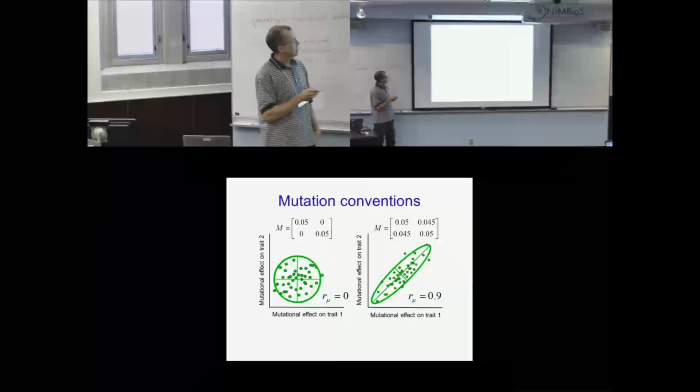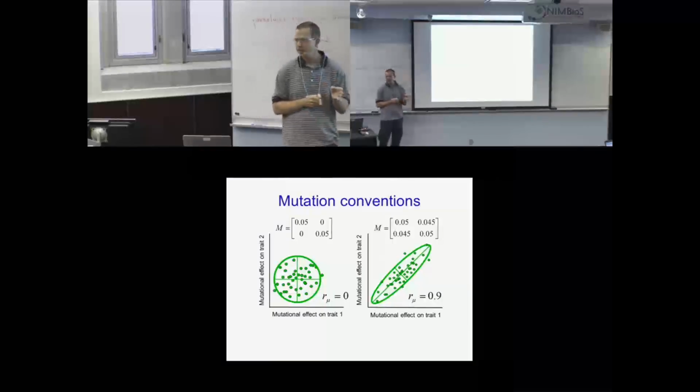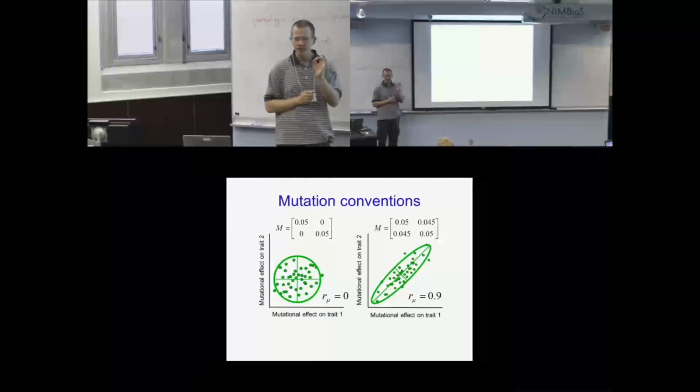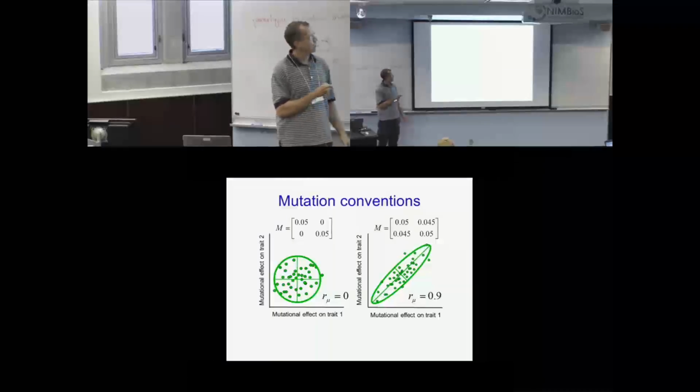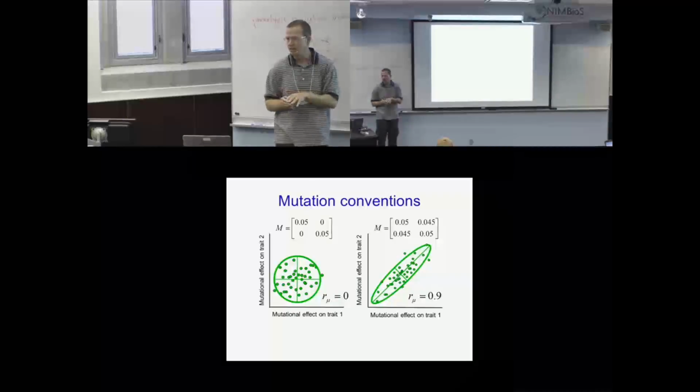In this M matrix, the mutational variance is 0.05, right? So I'm going to talk about the mutational variance as we go along. This is just the variance in those allelic effects for trait 1 or trait 2, right? So what it means is if you determine that there's a new mutation occurring at a particular allele, you just draw a random number from a distribution described by these parameters and add it to the existing effects of that allele to get the new allelic effects. Does that make sense?